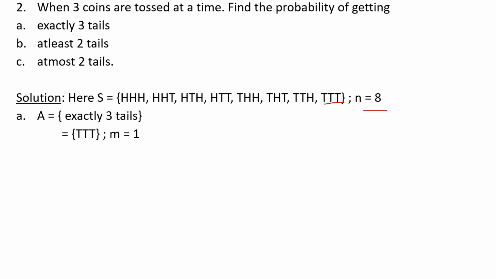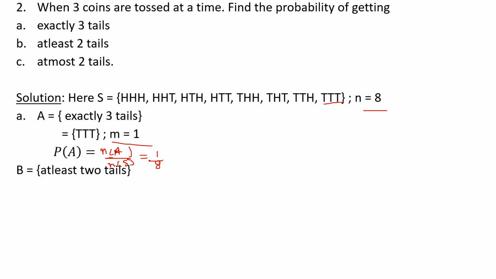So m is equal to 1. Therefore, the probability of A will be equal to, we have to write n of A divided by the number of elements in the sample space. This is n of A. So it will be equal to 1 divided by 8.